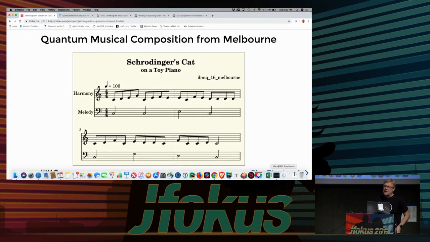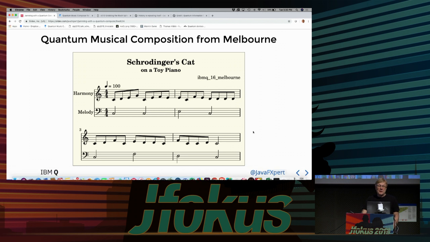So here's just an example of a composition that I did on a real quantum computer rather than a simulator. We've got a 16-qubit quantum computer in Melbourne, Australia. And so that's just another example. But we could go ahead and create our own melody here.